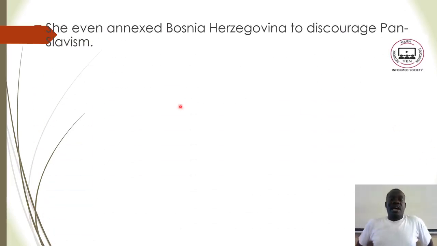So she even took by force, that is, annexed Bosnia-Herzegovina to discourage Pan-Slavism. So we see Austria-Hungary annexed Bosnia-Herzegovina. It should be around 1908. She annexed Bosnia-Herzegovina to discourage that idealism of Pan-Slavism.